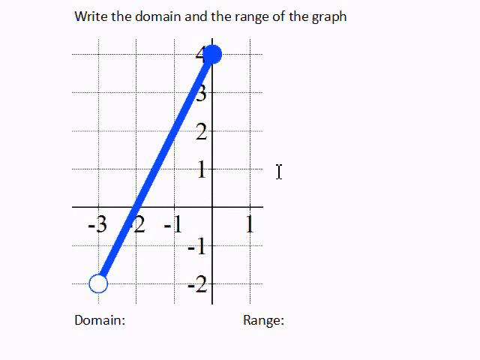Here's the last example for you to try on your own. Please pause the video, work it out, and press play when you're ready to see the answer.